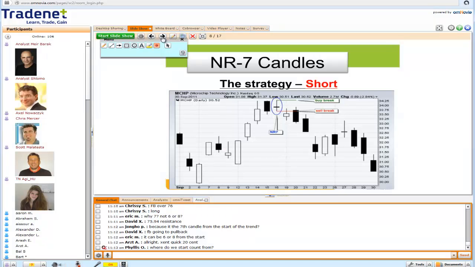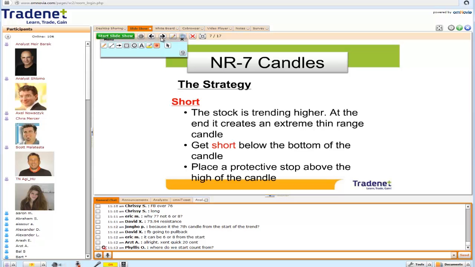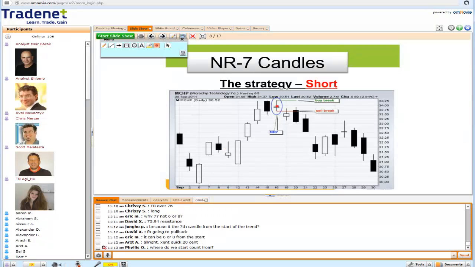Let's go to the short strategy, and this is the same. The stock is trending higher, as we can see here on MCHP, this is the daily chart. We can see the stock going from $30 to $34, so this is a very nice upward movement. Then we want to spot an NRB, an extremely thin range candle like the one we can see here. And by the way, this is an NR7, the narrowest range bar within the last 7 days, or last 7 bars.